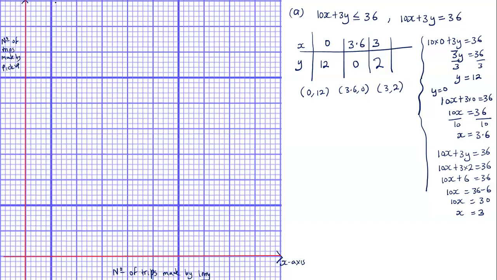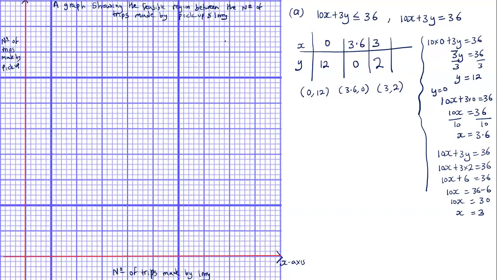Then what do I have? A title. So I'll say a graph showing the feasible region between the number of trips made by the lorry and then the pickup, or number of trips made by the pickup and the lorry.